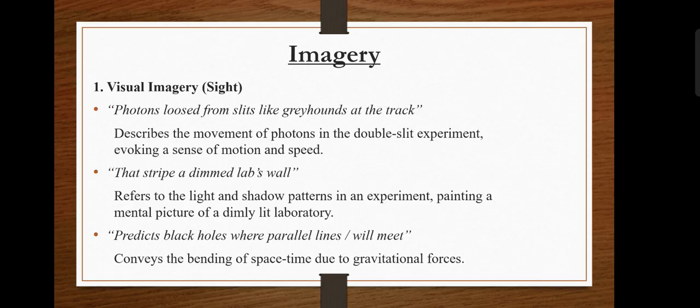And look at the second example, "stripe a dimmed lab's wall." It refers to the light and shadow patterns that are created in a laboratory. So it is painting a mental picture of a dimly lit laboratory in our minds. Look at the next example, "predicts black holes where parallel lines will meet." This line paints a picture of space bending under the force of gravity. Actually, the space is bending under the force of gravity.